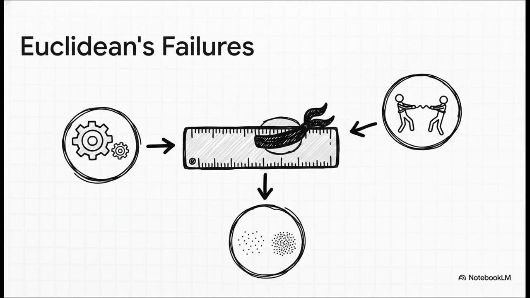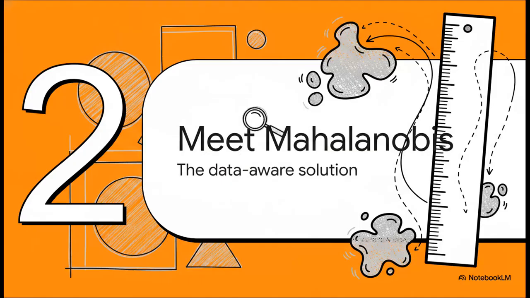So here are the core issues. Euclidean distance is totally scale blind, like we just saw. It also completely ignores the fact that features are often correlated. Think about it. Height and weight tend to move together. And finally, it just doesn't care about variance, the spread of the data. A step in a direction where data is really tightly packed is not the same as a step where it's all spread out. So, how do we fix all this?